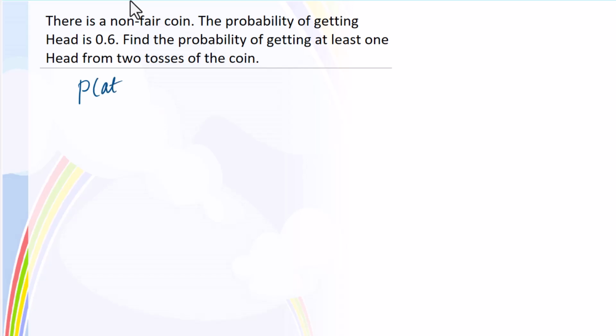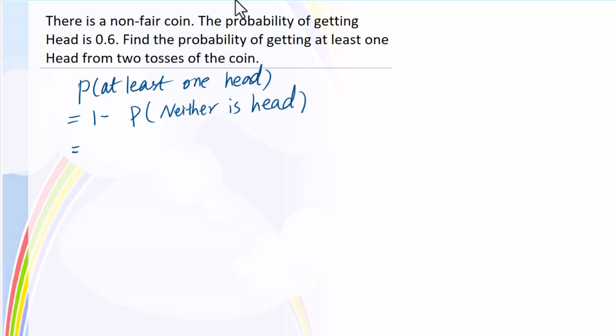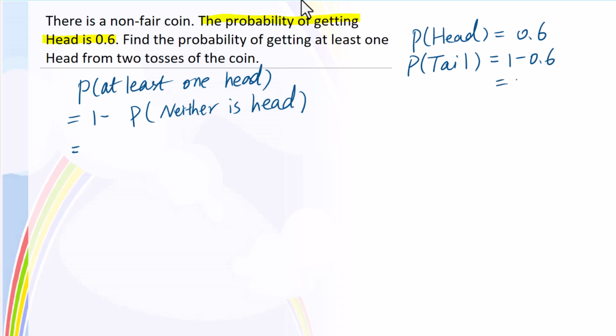Probability of at least one head. We will use subtraction: 1 minus the probability that neither is a head. The probability of getting head is 0.6, so the probability of tail equals 1 minus 0.6 equals 0.4.